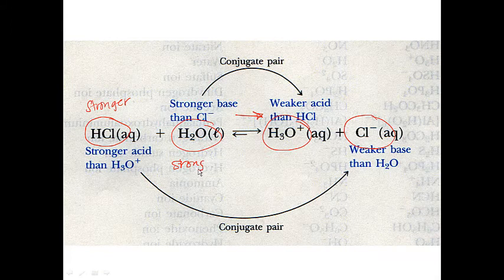So coming over here, that's the stronger base. So notice the stronger acid and the stronger base are on one side, the weaker acid and the weaker base are on the other side. The equilibrium lies to the product side. And again, in this case, there's no equilibrium because I've classified HCl as being a strong acid that completely dissociates.